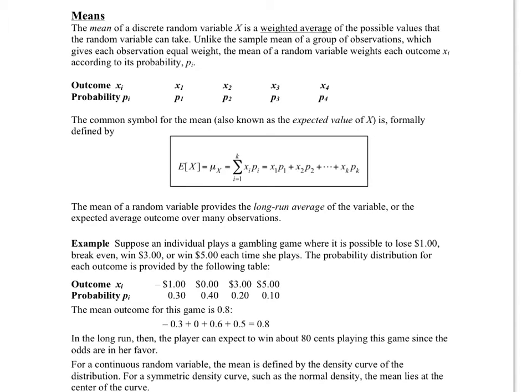Let's review the rules for means and variances together. We're going to use this example in a casino where there's a gambling game where it's possible to lose $1, break even, win $3, or win up to $5. And here are the probabilities of doing that. This is the probability distribution.